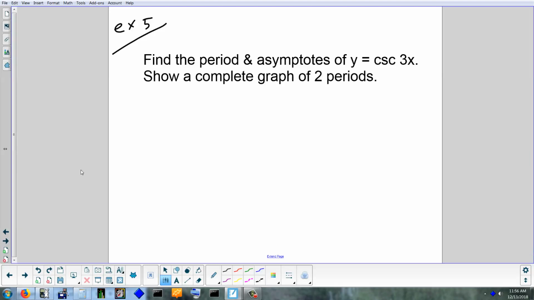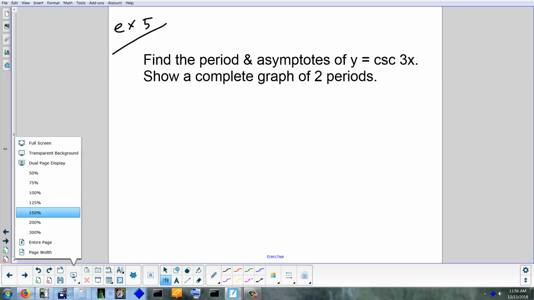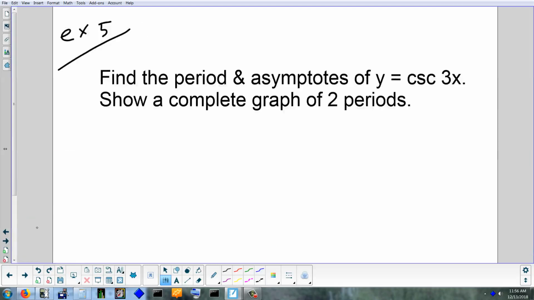Don't worry about the domain and the range this time. Okay, start with the period. Always start with the period because you need the period to do the asymptotes. Anyone think they can tell me the period here? Yep, it's 2 pi over 3. All right, and now the asymptotes.